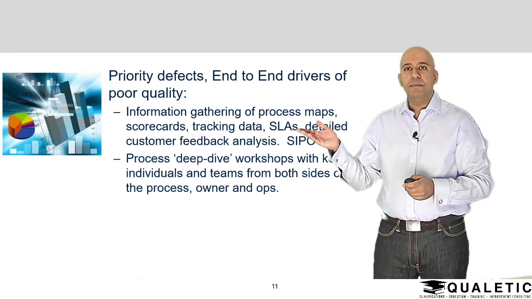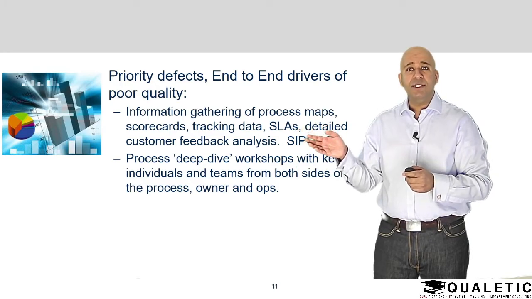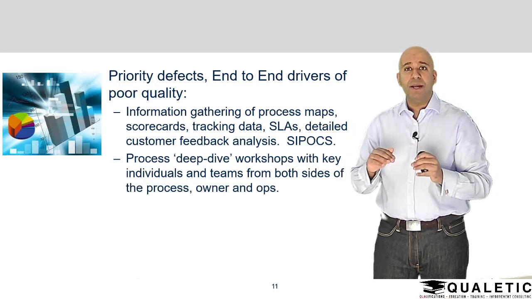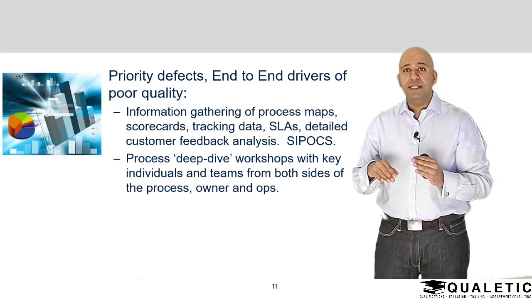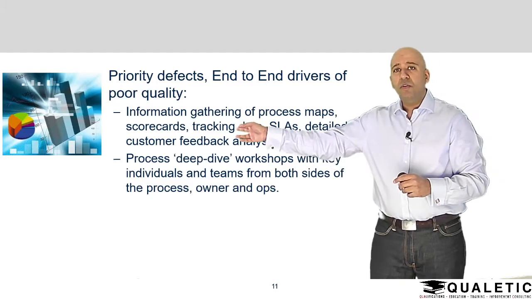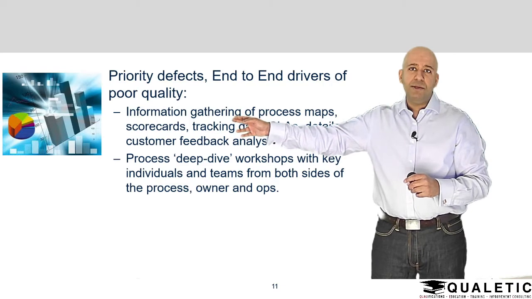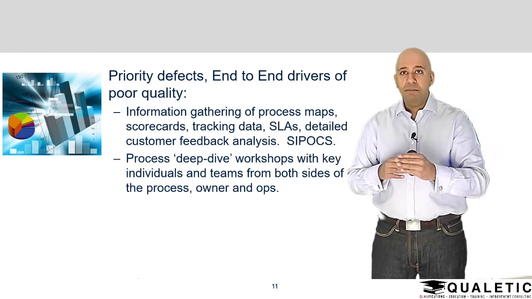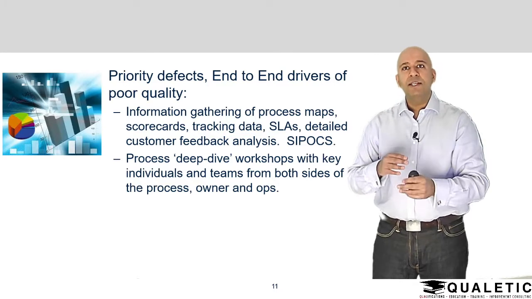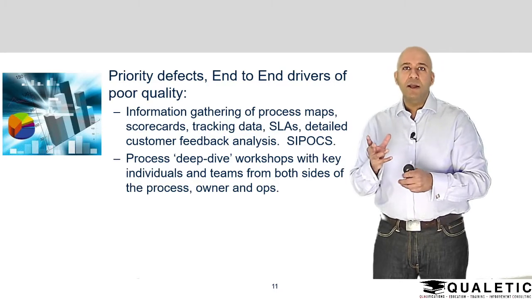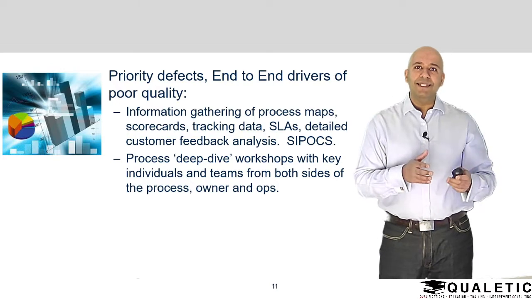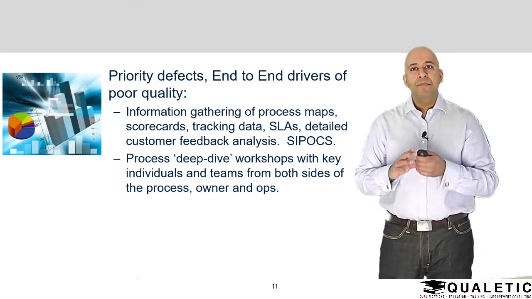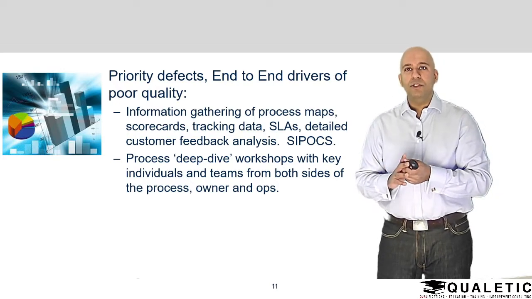So process maps, this organization was very mature in terms of having lots of process maps documented for pretty much everything it did in terms of operations. Scorecards are a performance measurement and management tool where you have metrics assigned to teams, processes, departments, and these are used to monitor performance on an ongoing basis, whether they are weekly, monthly, etc. And this is what teams would be goaled to achieve.